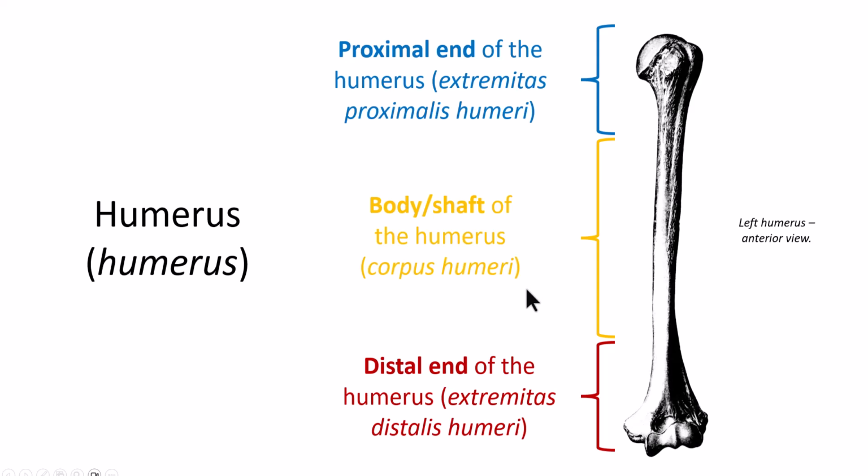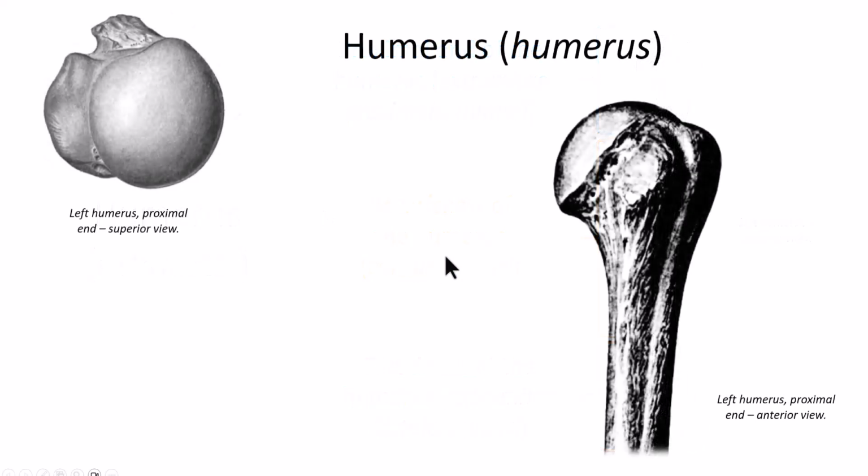Now an important question. How can we tell whether it's a right or left humerus? You will find the answer on the next slide. First, we need to get familiar with the structures present at the proximal end, and we will use two illustrations for this purpose. One in anterior view and the other in superior view.